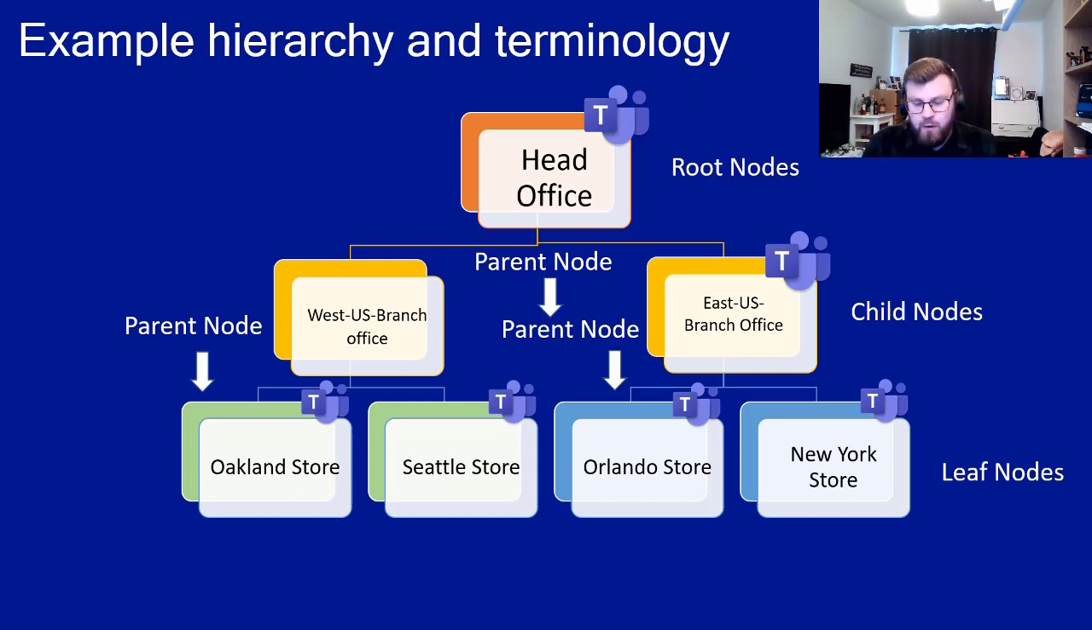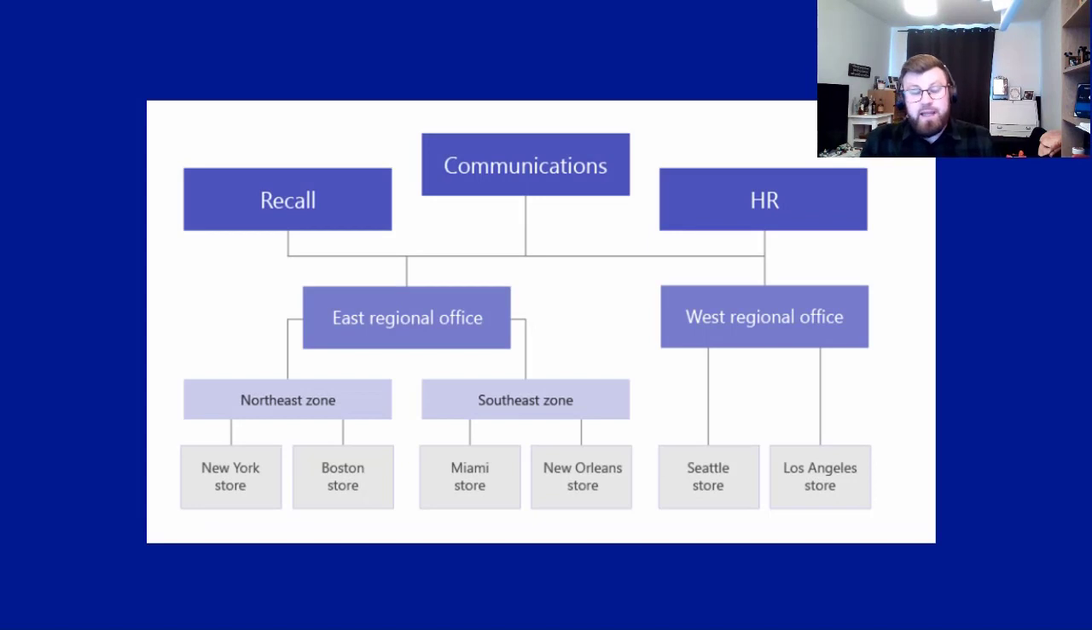All right, so here's an example from Microsoft of how it could look with, for example, several root nodes. You can have, for example, the communications and the HR teams. They are in this hierarchy, they are root nodes. We have 3 of them here. And as you can see, they have more intermediate nodes as well. The East Regional Office, West Regional Office.